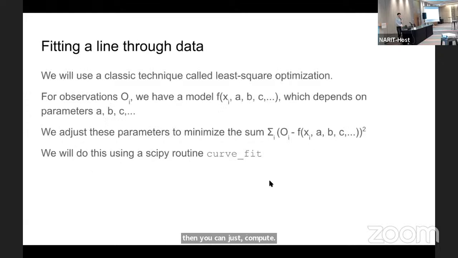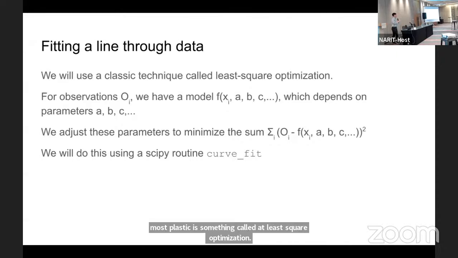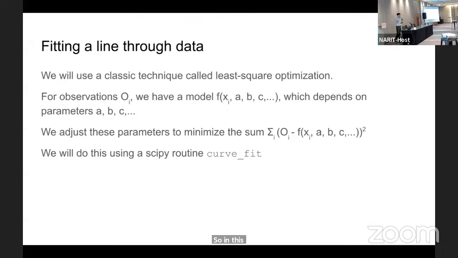So with all those, and we can scroll back through it if we need to remind ourselves. Let's talk about how do we fit a line through data. There are several different ways to do this, but the most classic is something called a least square optimization. So in this problem, we have a bunch of observations. Just call them O with an index I.